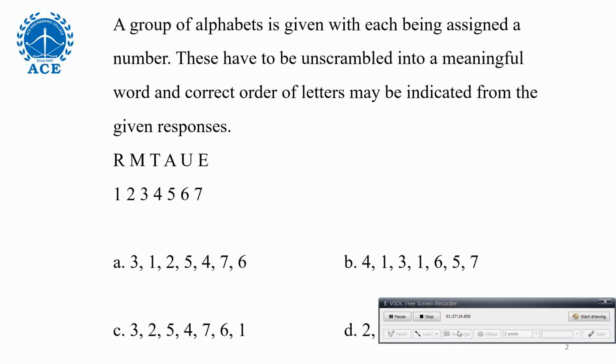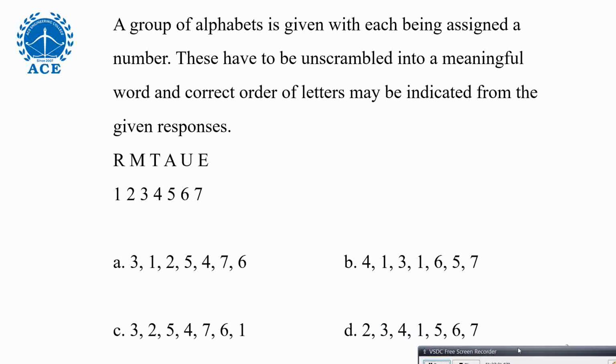Now you can find a question like this. It is a reasoning related question. This is what we are expecting from you people. If we shuffle the letters, we need a meaningful word. That order you can take.